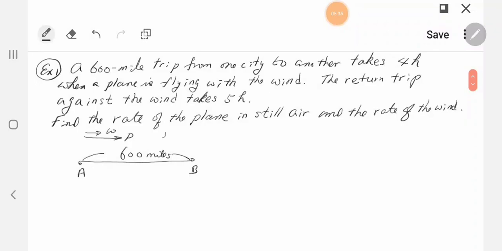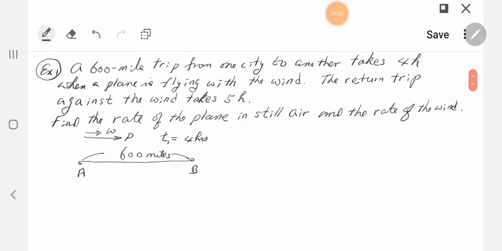And the time it took when you go from city A to B was 4 hours. The time is 4 hours. So time one is 4 hours from location A to B.